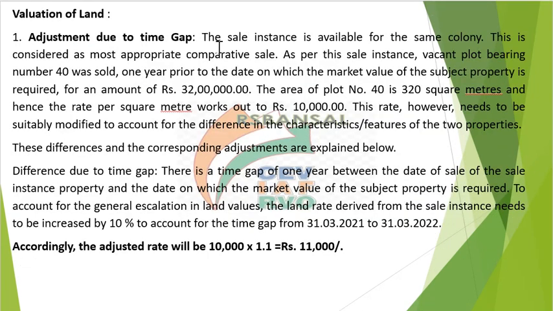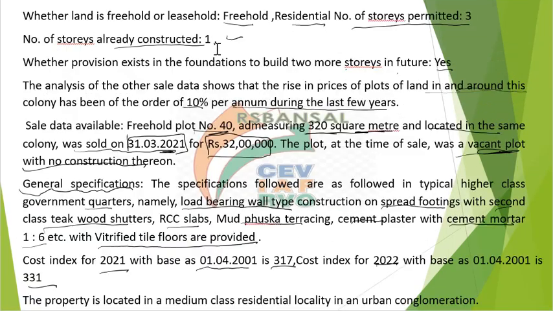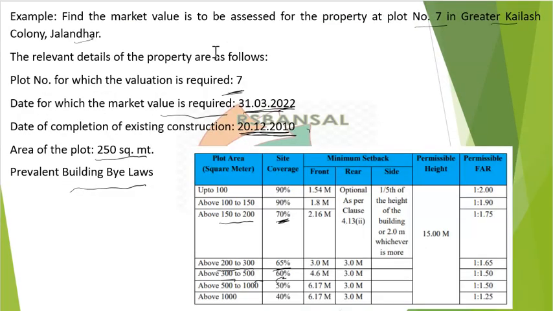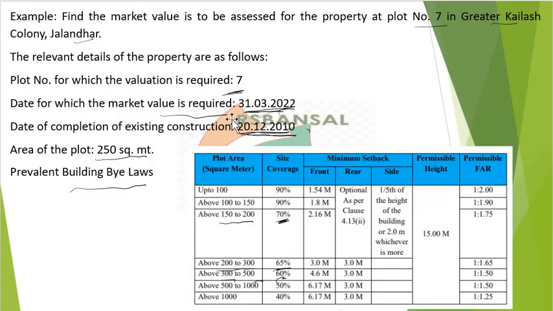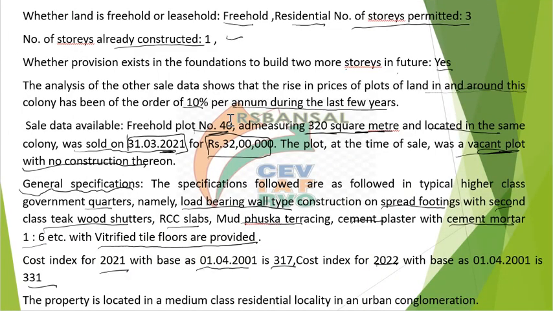So how this is to be done, see here, this plot number 40. It is given that it was sold on 31st March 2021. So we are doing the valuation approximately 1 year after. 1 year has passed. So this plot was sold for 32 lakh.